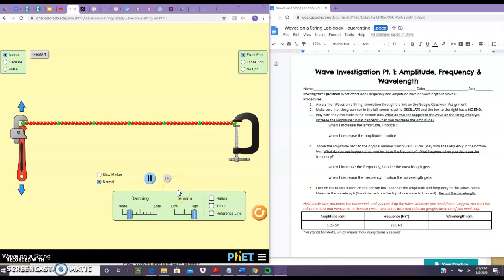Hey guys, this is going to help us complete this lab about waves. Our idea here is to figure out how frequency and amplitude affect the wavelength.